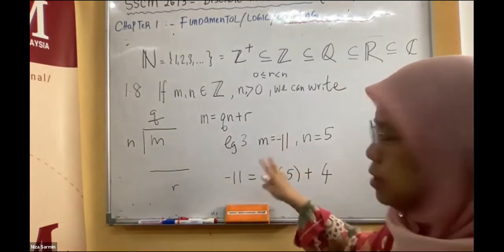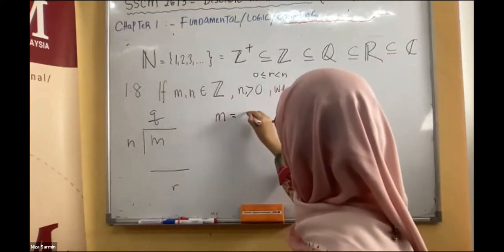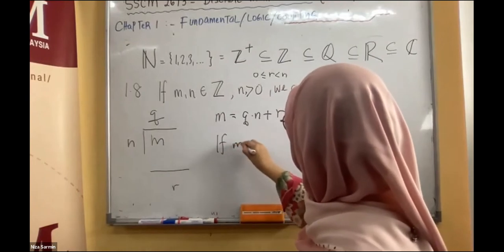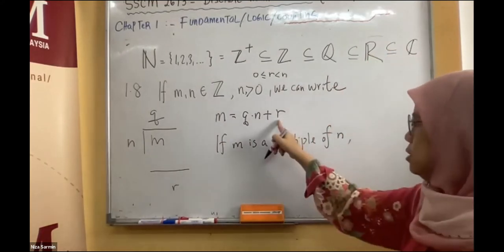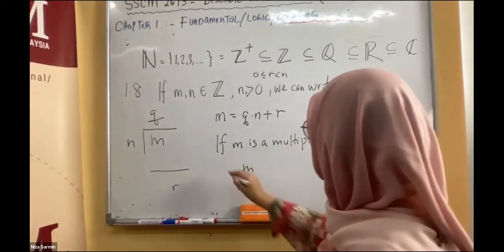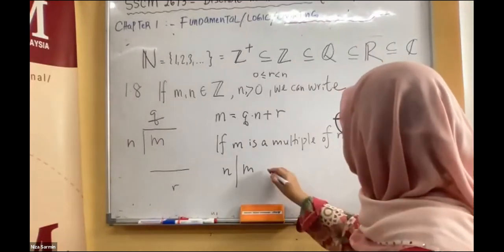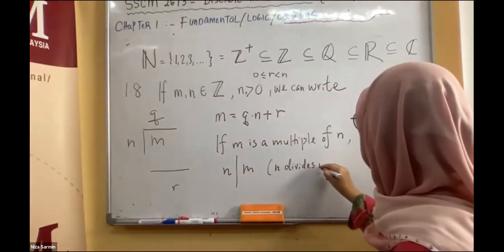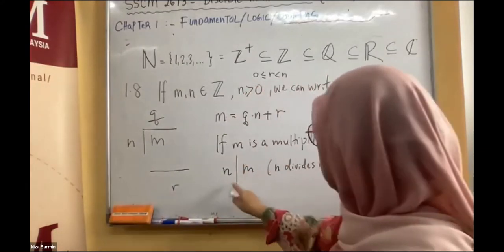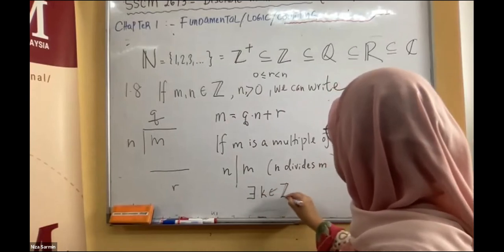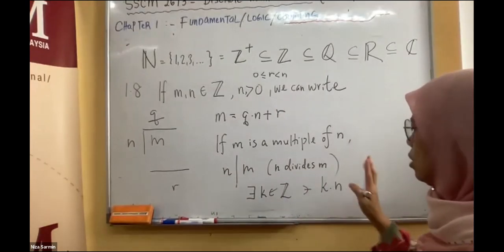It's easy, right? If M is a multiple of N, R is 0, so N will divide M. N divides M, what does it mean? There exists an integer k such that k times N equals M.